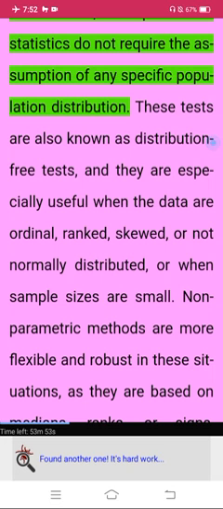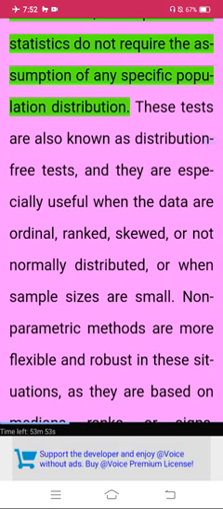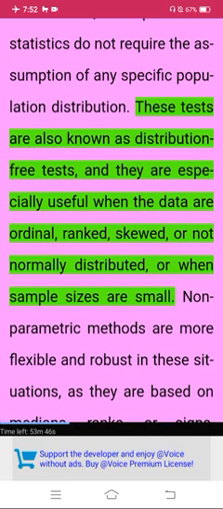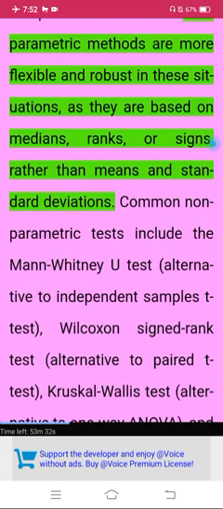In contrast, non-parametric statistics do not require the assumption of any specific population distribution. These tests are also known as distribution-free tests, and they are especially useful when the data are ordinal, ranked, skewed, or not normally distributed, or when sample sizes are small. Non-parametric methods are more flexible and robust in these situations, as they are based on medians, ranks, or signs, rather than means and standard deviations.